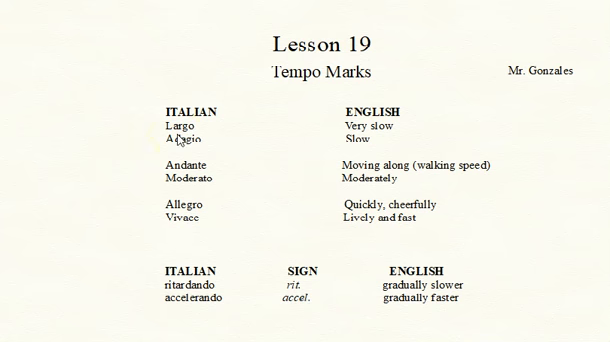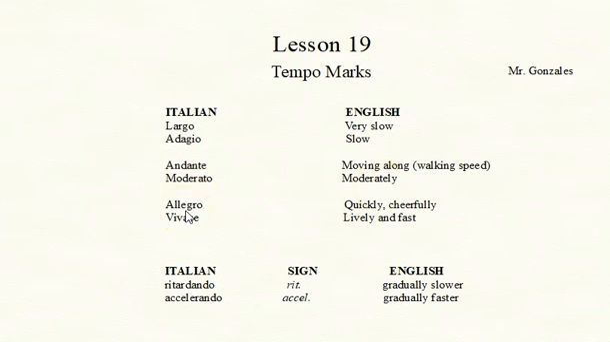Here we have the Italian word largo and its English meaning, very slow. Here we have the Italian word adagio and its English meaning, slow. Here we have the Italian word andante and its English meaning, moving along or walking speed. Here we have the Italian word moderato and its English meaning, moderately.